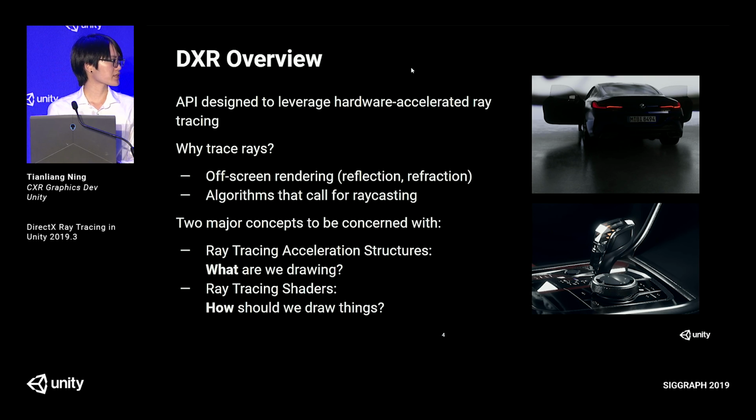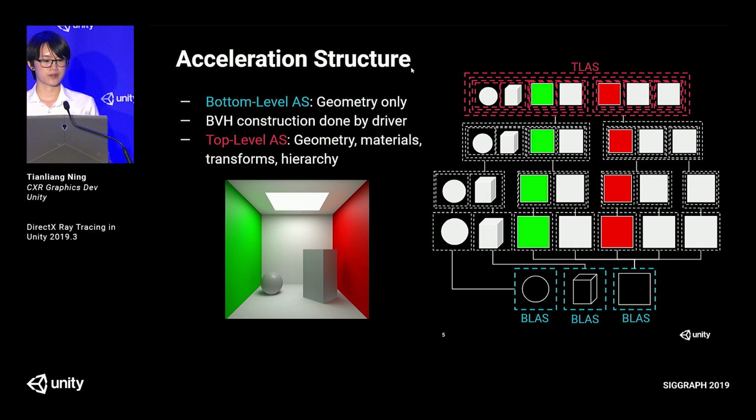So to start with, I want to go over two major concepts: ray tracing acceleration structures, which define what we're going to be drawing, and ray tracing shaders, which define how we're going to draw those things. So the ray tracing acceleration structure captures the scene we want to render in 3D space. This is the data structure against which we cast all our rays, illustrated on the right here for the Cornell box shown on the left.